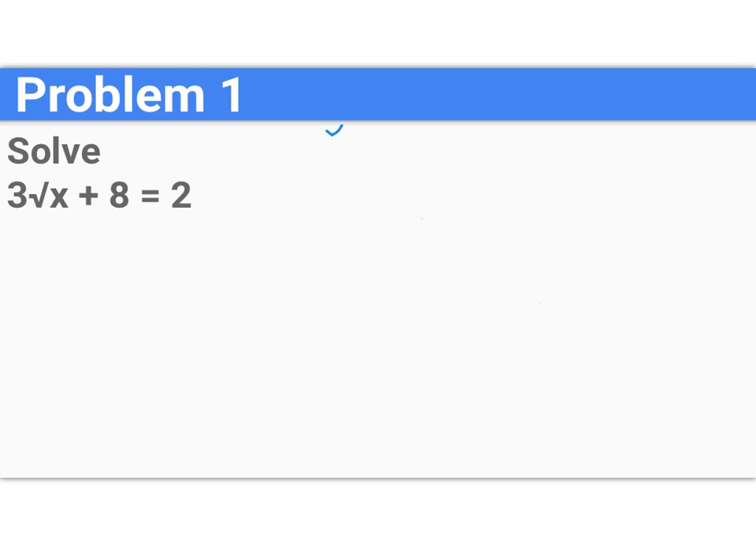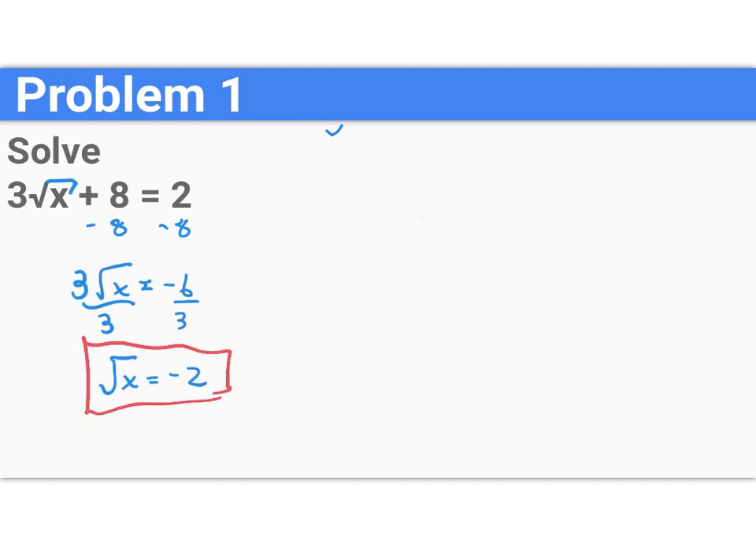Okay, so let's look at what we have. We have 3 times the square root of x plus 8 equals 2. So again, you're going to subtract 8 from both sides. That leaves you with 3 square root x equals negative 6. Then we're going to divide both sides by 3. So the square root of x equals negative 2. Okay, so let's stop right here. The square root cannot be a negative number. The root of x cannot be negative, so this has no solutions.